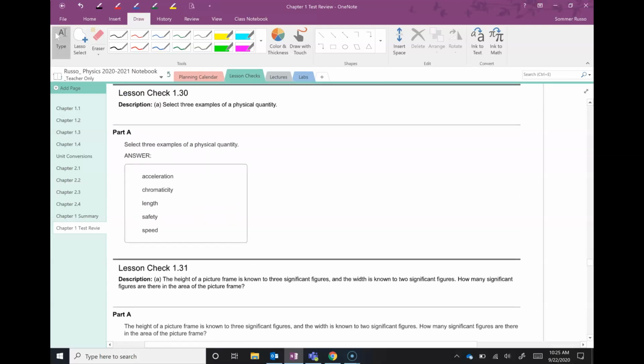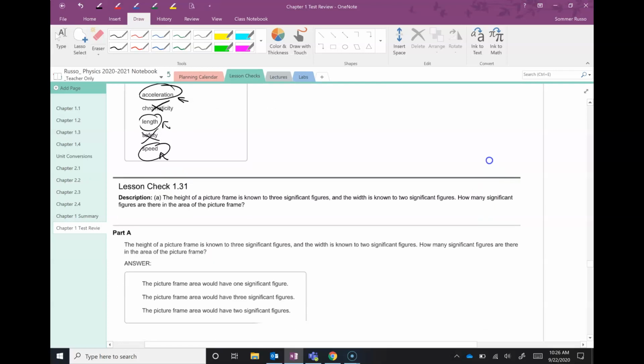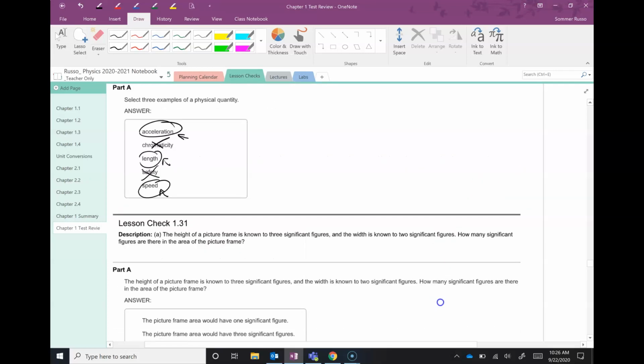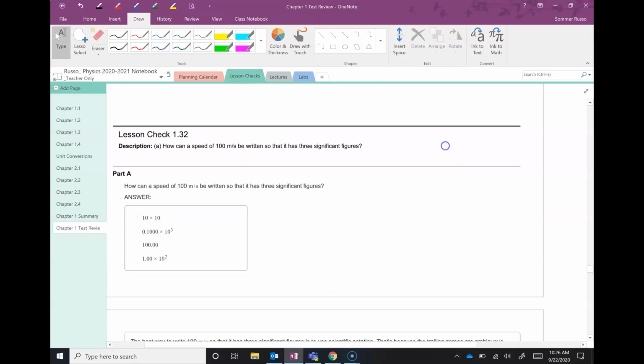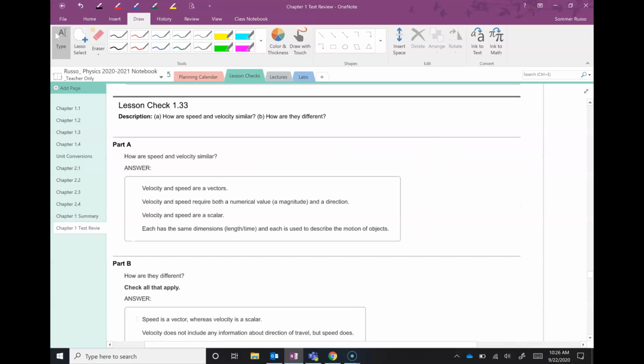Let's go ahead and check what are physical quantities. We can measure acceleration, it is a physical quantity. We can measure length, it is a physical quantity. We can measure speed, it is a physical quantity. Safety, while a great concept, is not something you can physically measure. Chromaticity, which I know is a mouthful of a word, refers to how shiny something is. That is not a physical quantity. We can't actually measure that, or the fact that it is shiny.